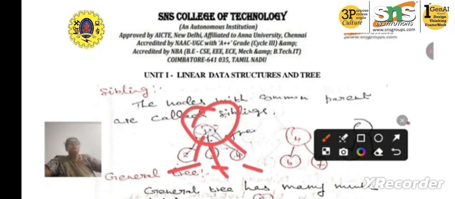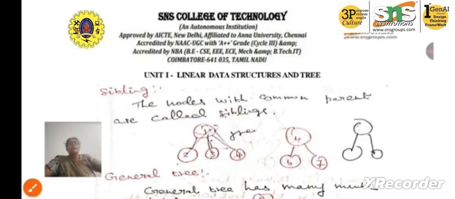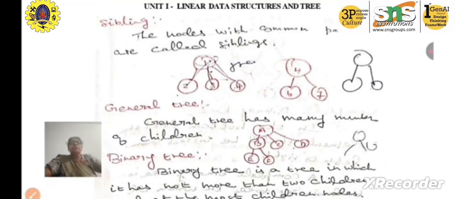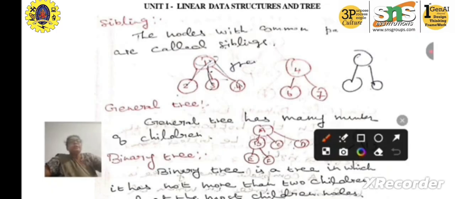Next one, general tree. A general tree is a non-linear data structure. One node is the root. Every other node has exactly one parent. A node can have 0 or more children. There is no restriction. Here, in the general tree, A has 3 children, that is, more than 2 children. This is a general tree.